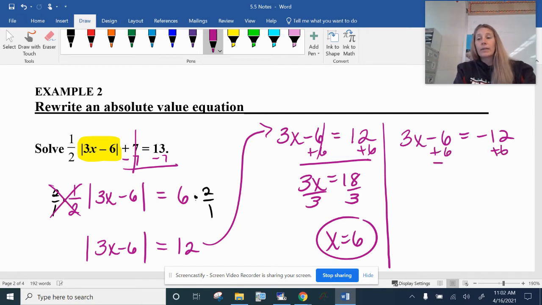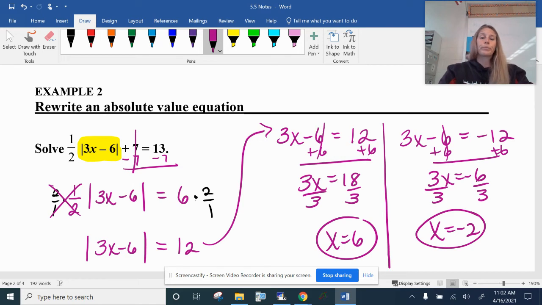And then I would add 6 to my negative 12, which gives me negative 6. Divide by 3, and x would equal negative 2.